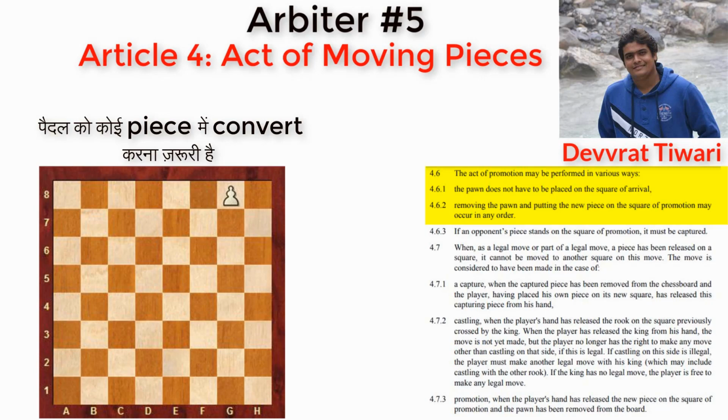Let's say in this case a player just put his pawn on the 8th rank and left it like that. Obviously this becomes an illegal position over the board, because as we discussed in Article 3, a pawn can be promoted to any piece except a king and a pawn. So it means the pawn has been promoted to a pawn itself, and that's why this position has become illegal. So let's understand the right procedure for pawn promotion.